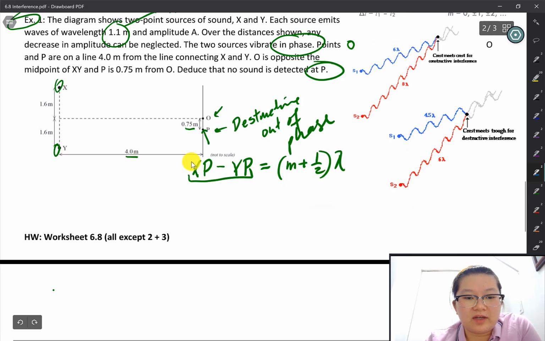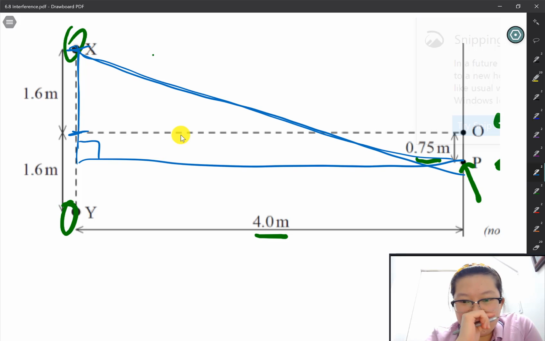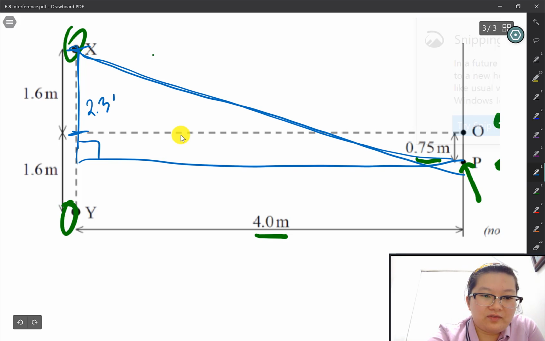Yeah, I have to assume that. Okay, so 1.6 is from here to there. I just have to add the 0.75 to get all the way down there. So what is that? That is 2.35. So this is 2.35 meters. And this whole distance here I know is 4 meters.